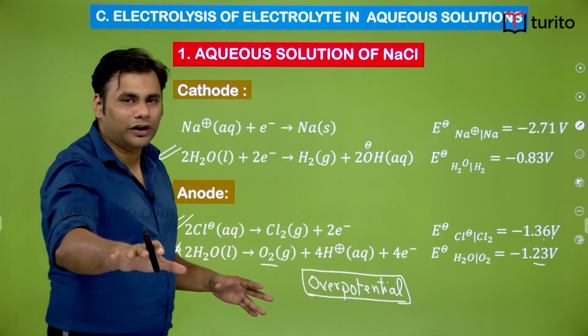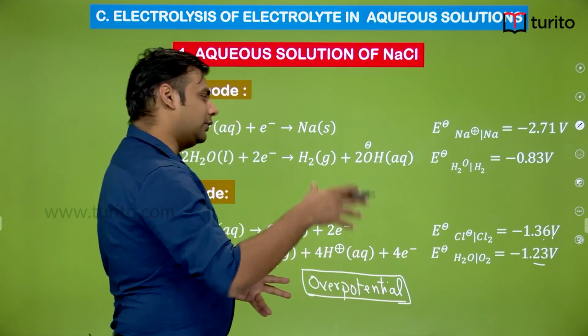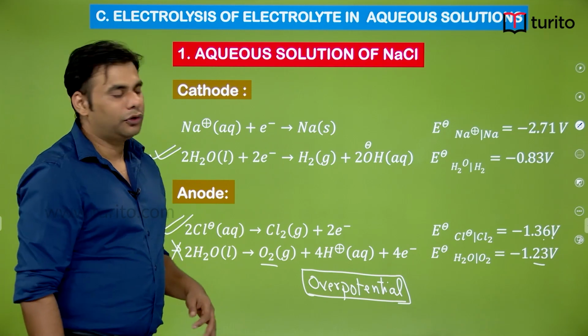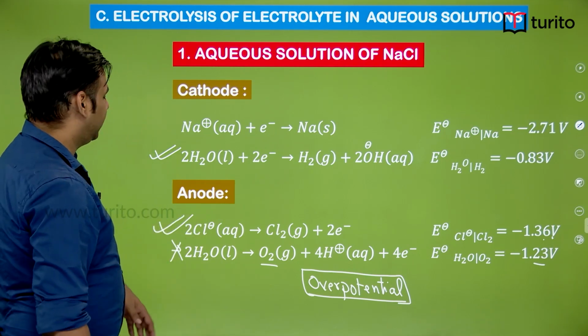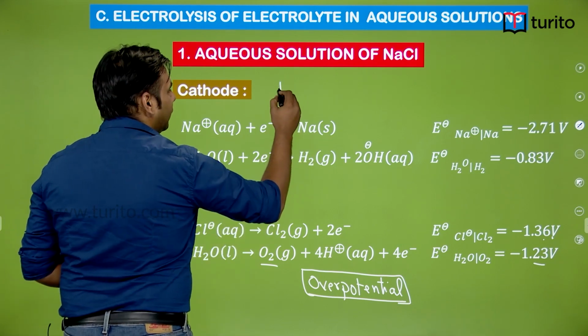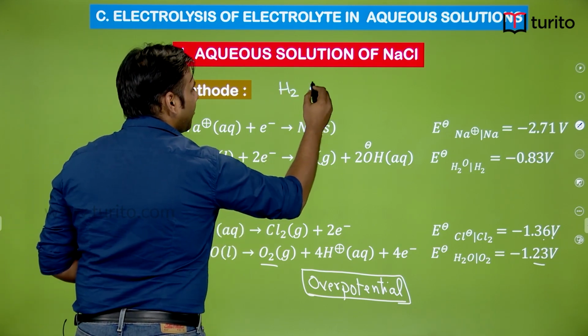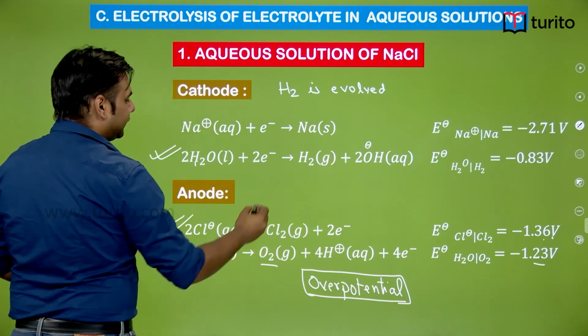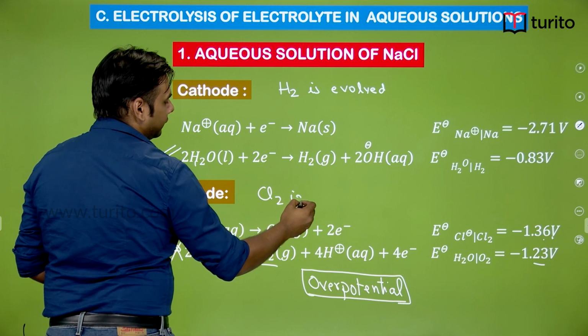There are more cases, this is not the only case, but for JEE standard we need to remember this. So if you look at the overall reaction, at the cathode hydrogen gas is evolved, and at the anode Cl2 gas is evolved.